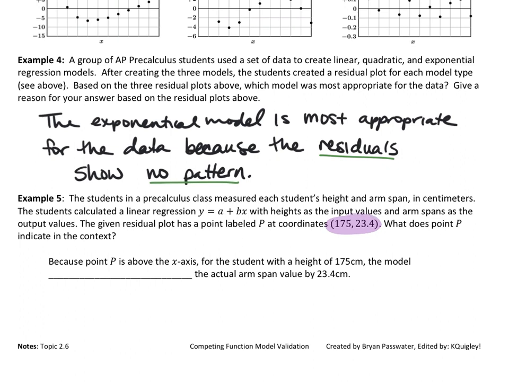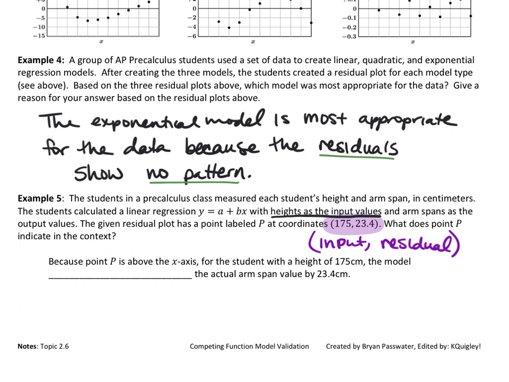Here's what I want us to remember. On a residual plot, a coordinate point is always going to tell us the input, comma, the residual. So we are talking about an input value of 175. This particular function has input values as the heights. How do I know that? It says it right here. The height is the input value. That means that we have a residual of 23.4 at the input value of 175.